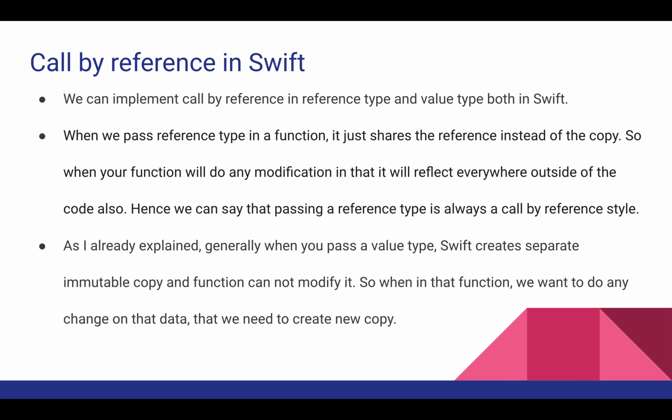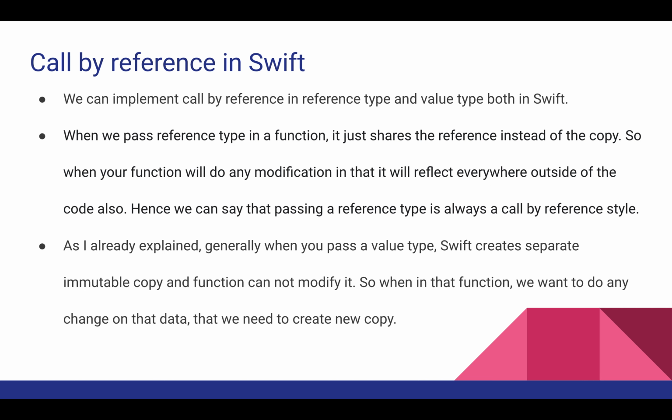So when we pass a reference type in a function, it just shares a reference instead of a copy. So when your function does any modification in that, it will reflect anywhere outside of the code also. I already showed an example of this concept in my code, right? So hence we can say that passing a reference type is always a call by reference.